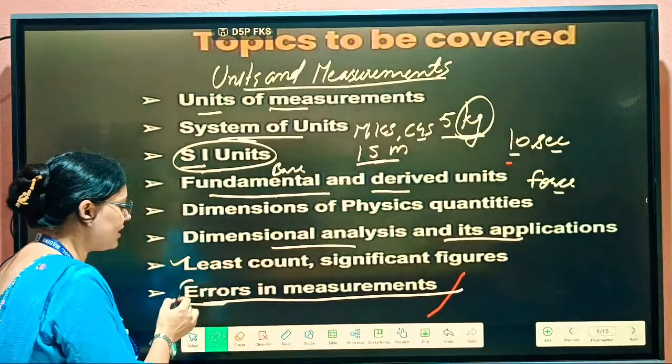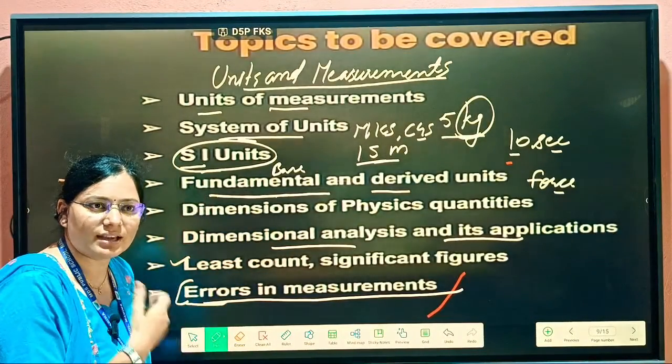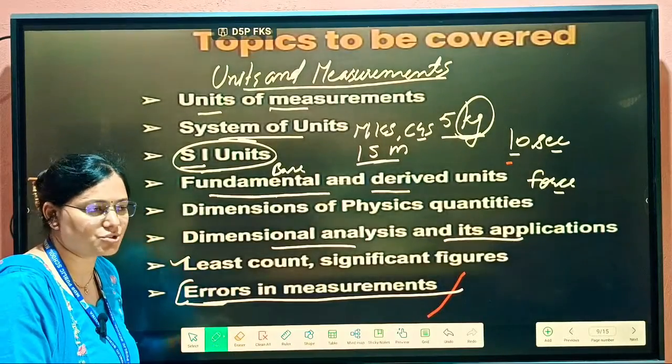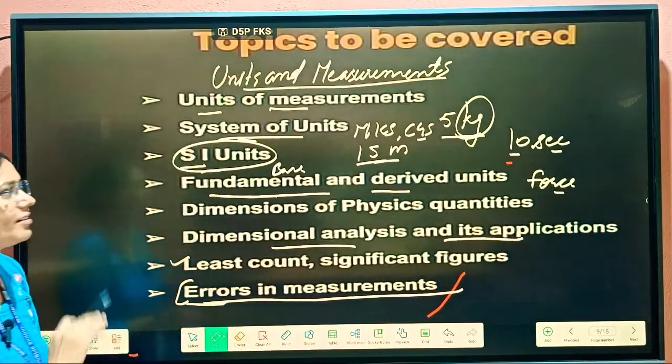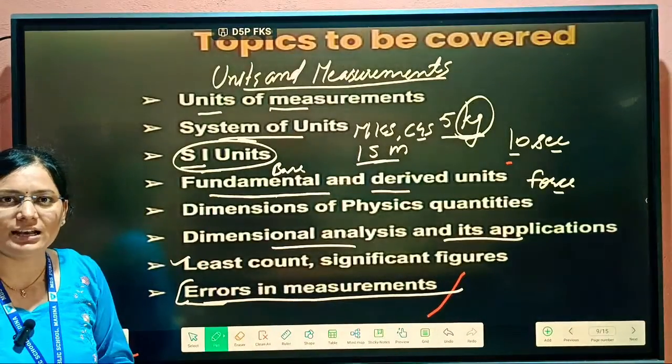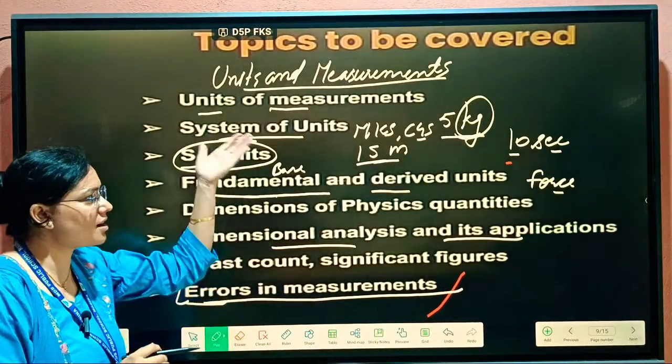Okay, so here we will read our types of errors, how we can find out these errors from our instrument. Okay, these are the topics of our next part, units and measurement. Later on, in next class we will discuss these parts.